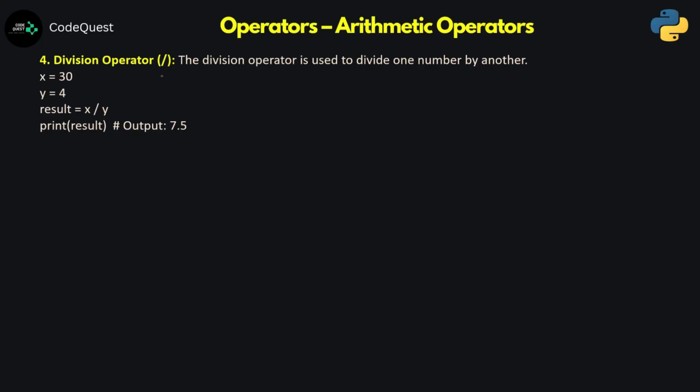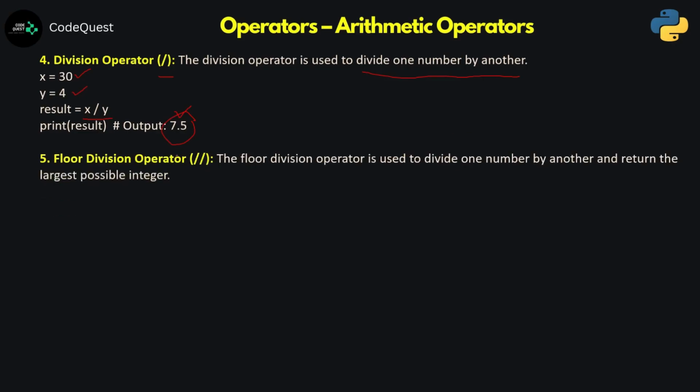Division operator is used to divide one number by another. For example, when I take x equal to 30, y equal to 4, x division operator y produces 7.5, which is usually a float value. Whereas in case of floor division operator, which is identified by two slashes, this operator is used to divide one number by another and it returns the largest possible integer.